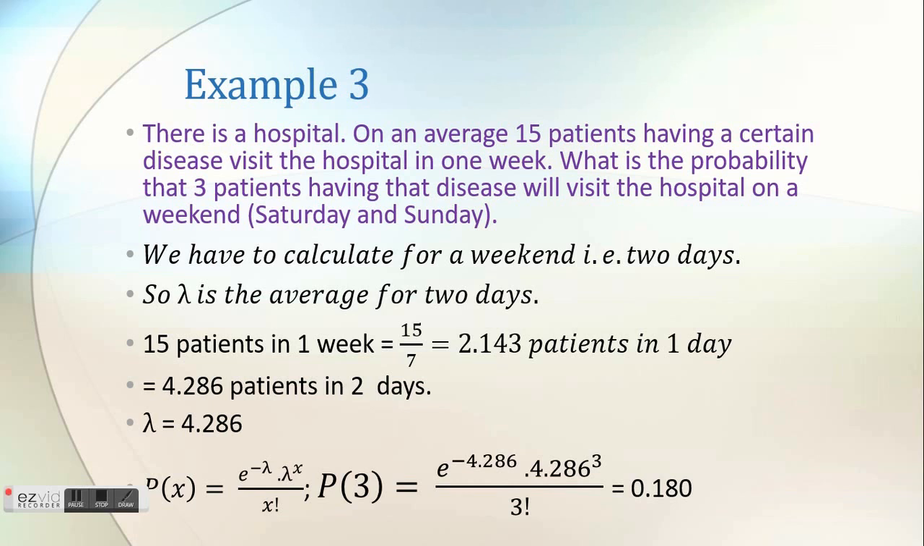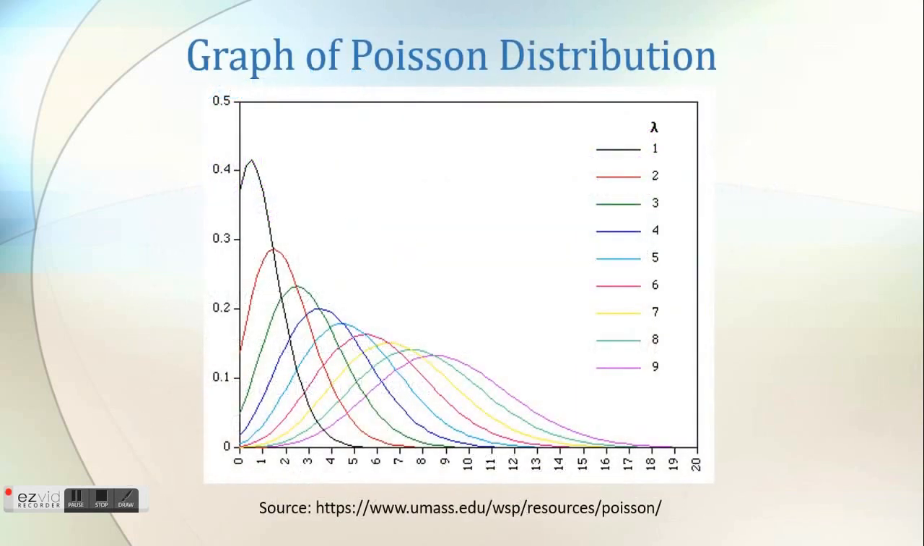Now here is a graph of Poisson distribution for various values of lambda. Now you know that Poisson distribution is a discrete probability distribution, but still you can see that the curves look continuous. That is because some interpolation methods have been used.